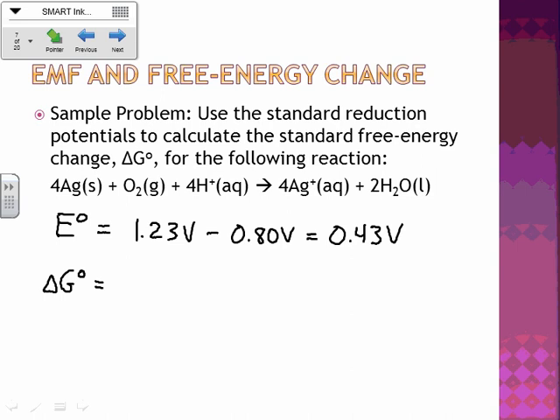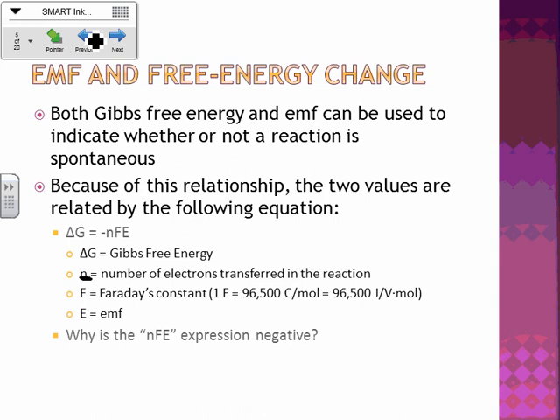4 gained, 4 lost. You don't add those two together because one side is gaining 4, the other one is losing 4. So negative 4, and this 4 would technically be moles of electrons, so we can write the moles here, times the F, which is 96,500 coulombs per mole, or joules per volt times mole.